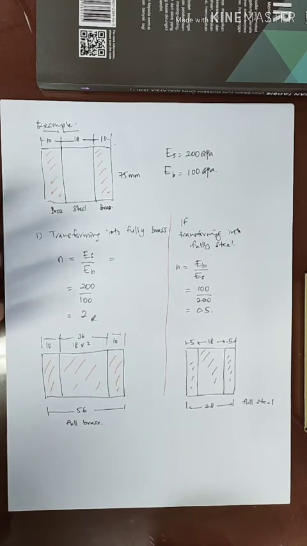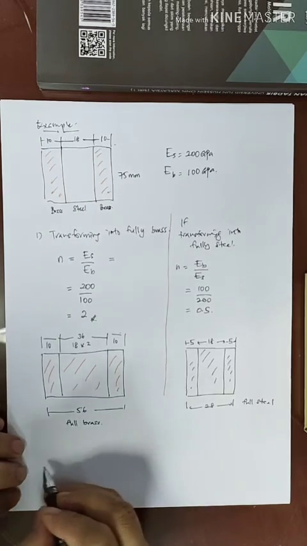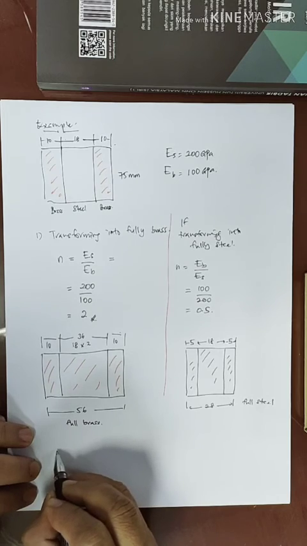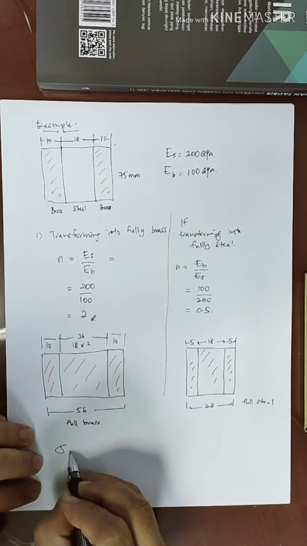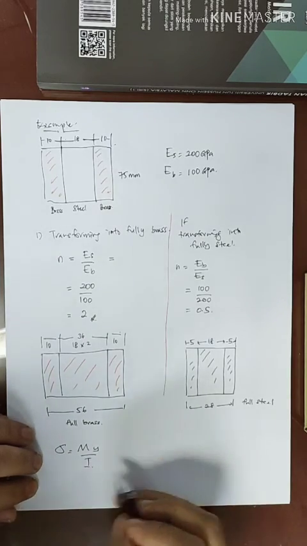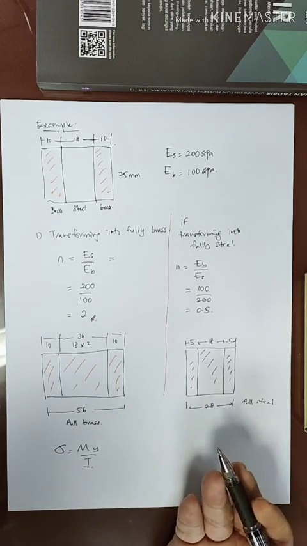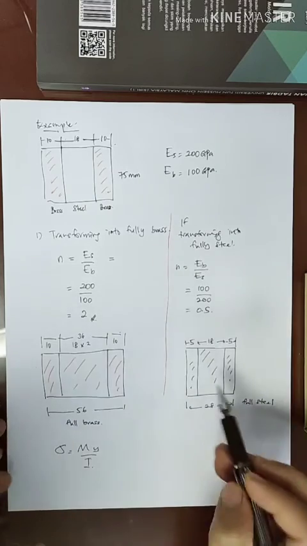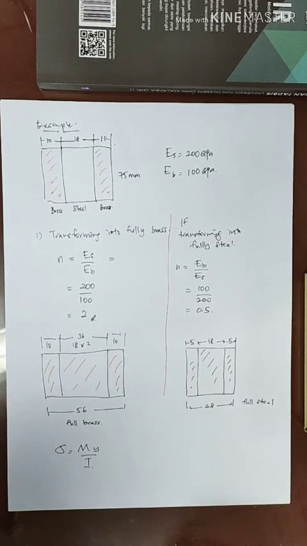Okay, then we can continue with the identification of sigma, M, y, I, the bh cubed, by calculating the respective shape.